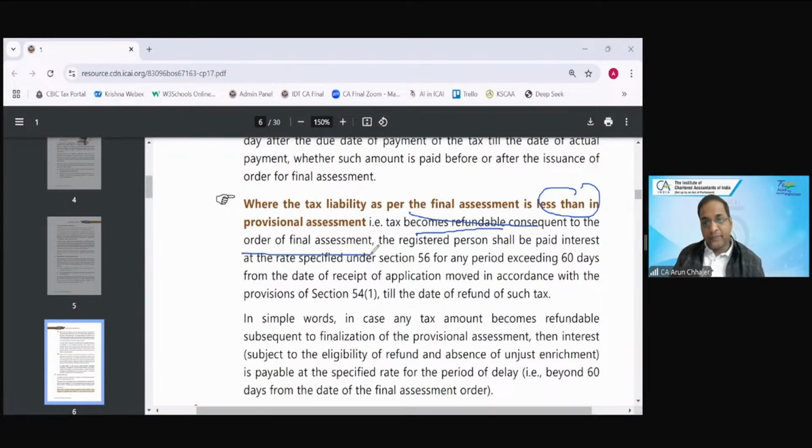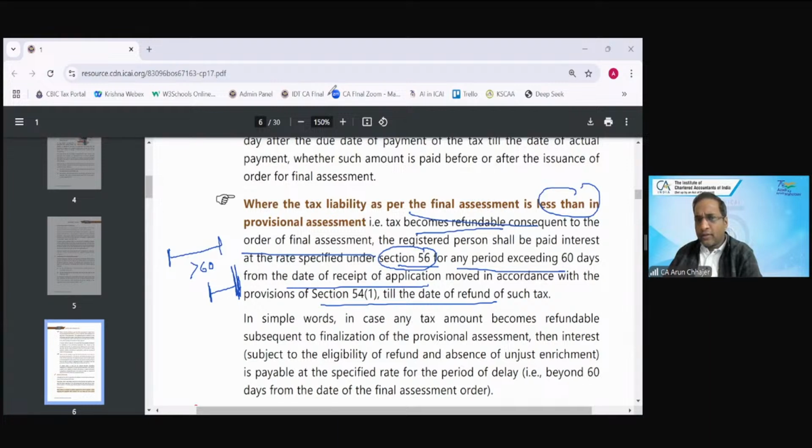Now, if the tax liability as per the final assessment is less, then it becomes refundable after the order of the final assessment. He shall be paid interest at the rate specified in section 56 for any period exceeding 60 days from the date of the refund application according to section 54 subsection until the date of the refund. Means if the period from application to refund is more than 60 days, then from the date beyond 60 days till the date of actual disbursement, he will get the interest according to section 56.